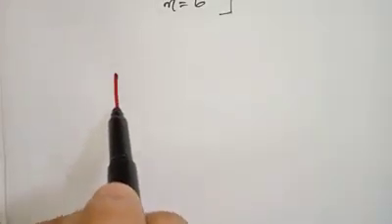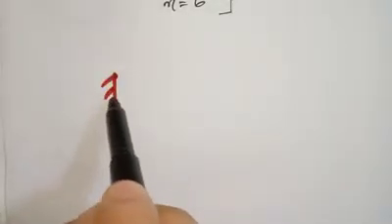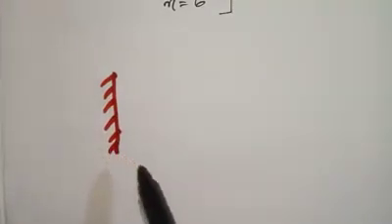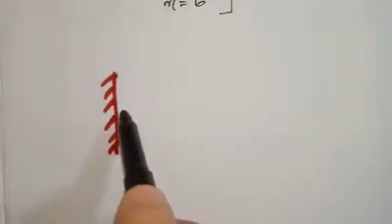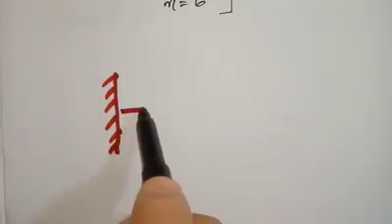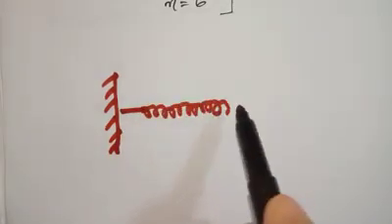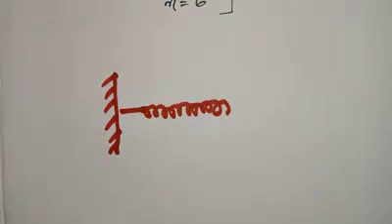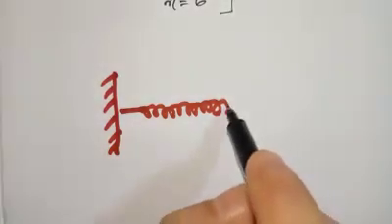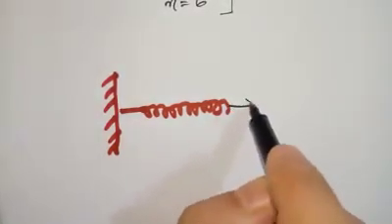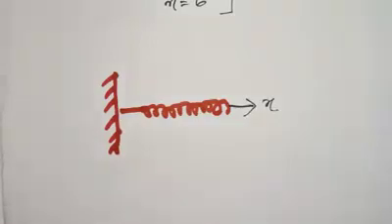For example, this is a wall, right? And we have got a spring attached to this wall. So we have this, and then we have this thing. It's just a spring, right? What we are trying to find out is that when we apply a force, this spring moves in this direction and this direction, and this movement we can call x.